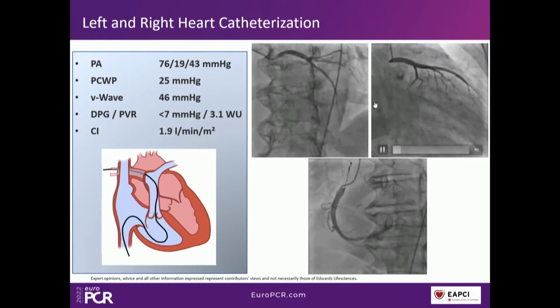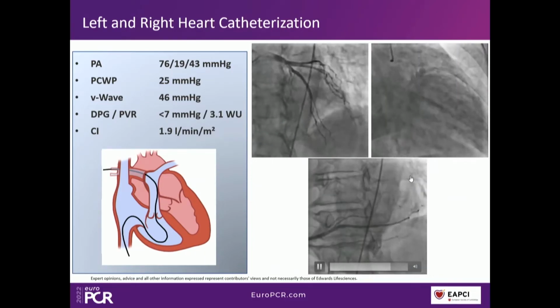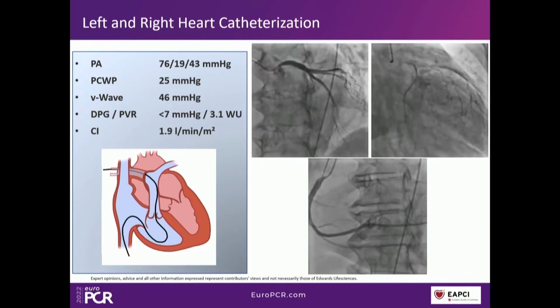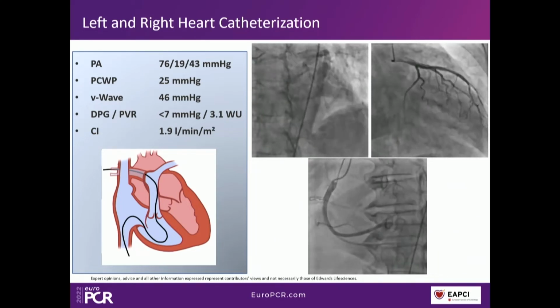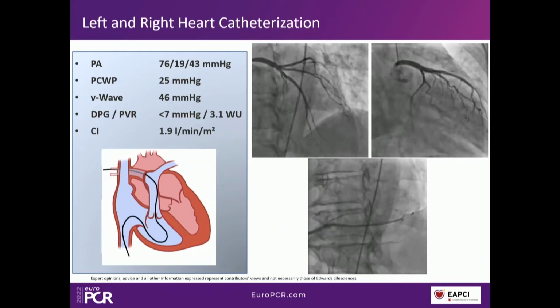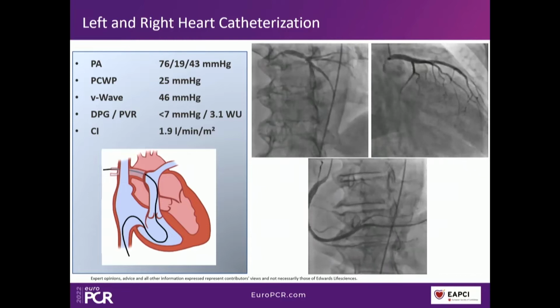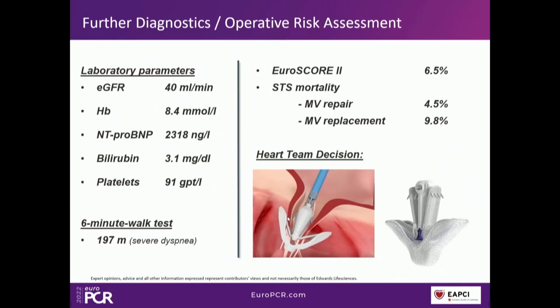She underwent coronary angiogram, no relevant stenosis, also right heart catheterization, demonstrating pulmonary hypertension with obviously increased wedge pressures and a predominant V wave indicating significant mitral regurgitation. So a typical finding in postcapillary pulmonary hypertension due to severe MR. That summarizes her other lab results.